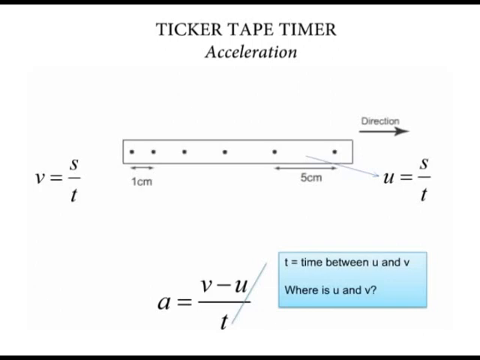Well, since u and v are the average velocities, they are in the middle of the length we measured for finding u and v. For example, v is in the middle of the 5 centimeters and u in the middle of the 1 centimeter. So the time between u and v is 4 ticks. This is very important in finding acceleration.